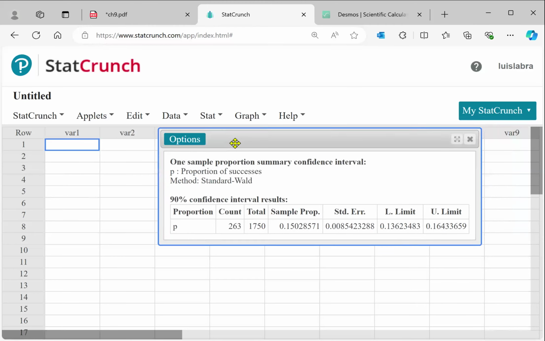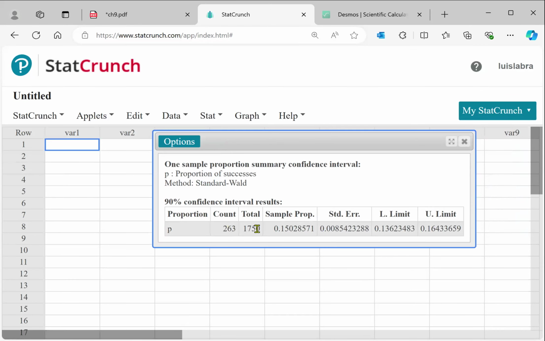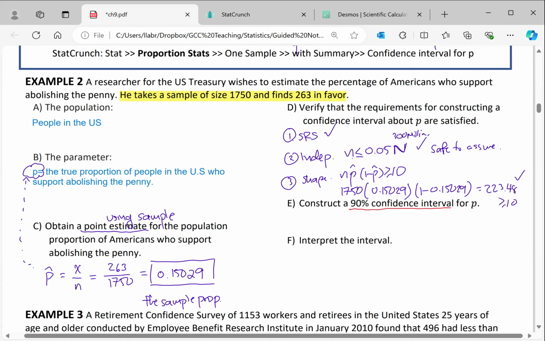So we can just verify that we got the same thing, right? Here's X, here's N, here's P hat. Standard error, if you actually compute it, should be this value. And our final answer is the lower limit and upper limit. So this here is the confidence interval. All right, so I've now created a confidence interval with 0.1362, 0.164.